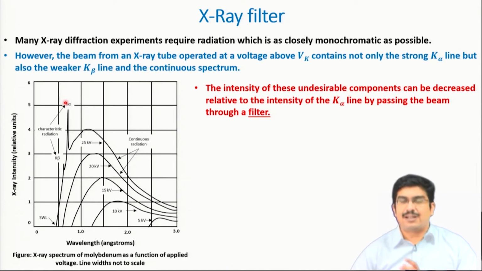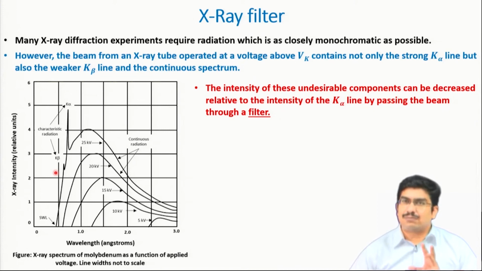I can obviously use some kind of a beryllium window there, just to make sure that I cut off most of the other wavelengths. But still, normally what happens when an X-ray tube is operated at a voltage above this critical excitation voltage, not only strong K alpha, but we also have a very weak but significant presence of K beta radiation.